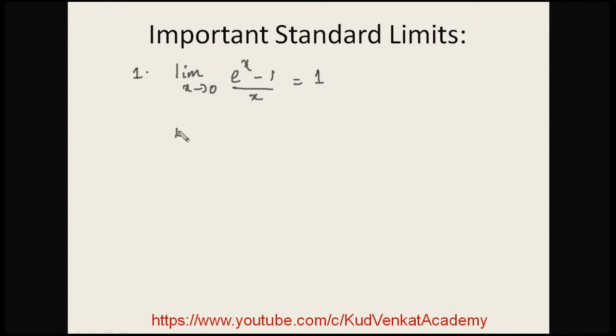For example, limit x tends to 0, (e to the power of x square minus 1) by x square. If you observe here, e to the power is x square and in the denominator also we have x square. So its value is given by 1, right? If you remember this formula, then you can answer the question in less than 30 seconds, right?